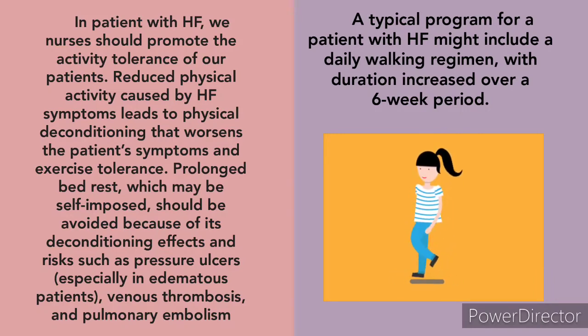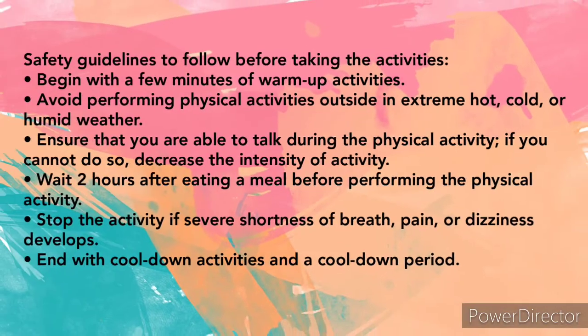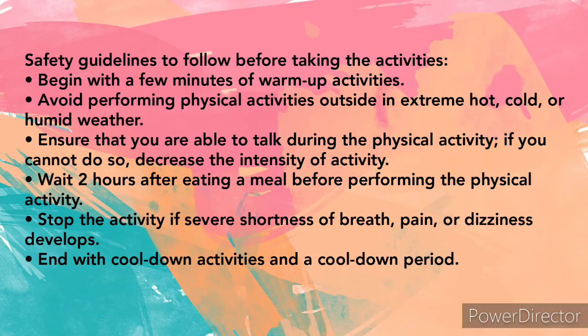A typical program for a patient with HF might include a daily walking regimen, with duration increased over a 6-week period. Safety guidelines to follow before taking the activities: begin with a few minutes of warm-up activities. Avoid performing physical activities outside in extreme hot, cold, or humid weather. Ensure that you are able to talk during the physical activity. If you cannot do so, decrease the intensity of activity. Wait 2 hours after eating a meal before performing the physical activity. Stop the activity if severe shortness of breath, pain, or dizziness develops. End with cool-down activities and a cool-down period.